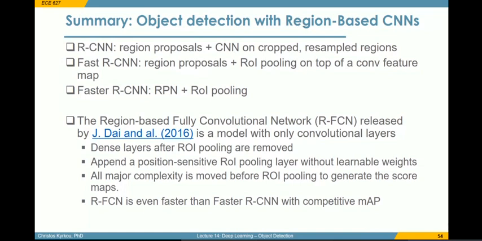Also, after these works, there have been some other improvements and modifications. Some works, like the region-based fully convolutional network, made some modifications, like removing the fully connected layers to reduce the number of parameters, and added different mechanisms to make the network fully convolutional, with some improvements towards higher speed.